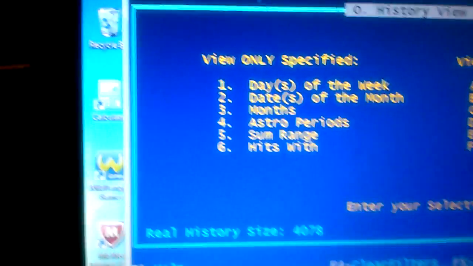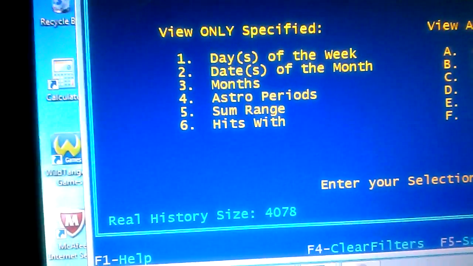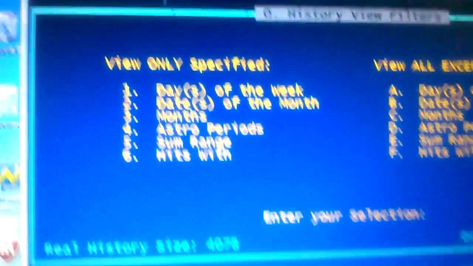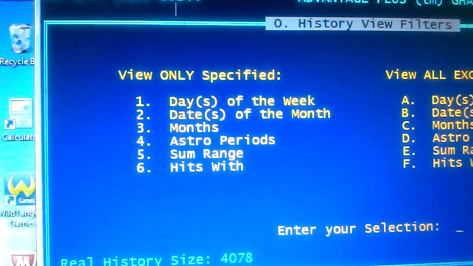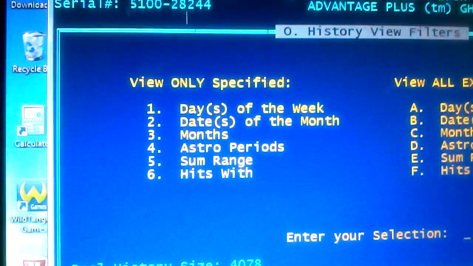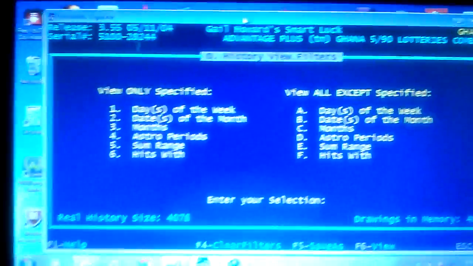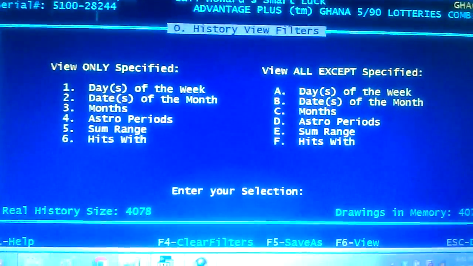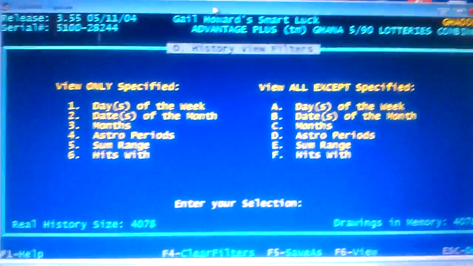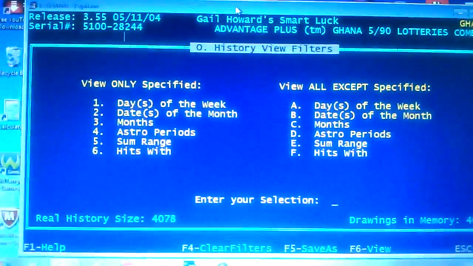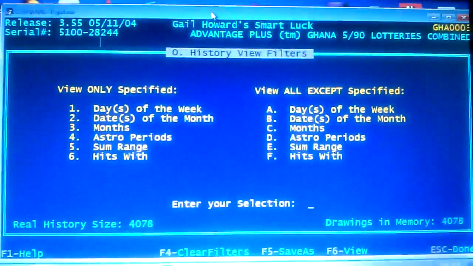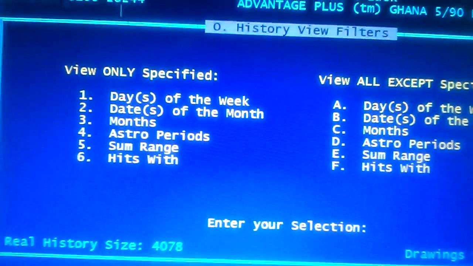So once again, if I wanted to, I could do it based on the days of the week, months of the year, the date in the month, the astrological periods, and the sums, or if I want to know what drawings have certain number combinations. So this software is very versatile, and like I said, you can use the ideas presented in this software as a springboard to looking at the numbers more than just one way. So hopefully this video has helped you as much as this software has helped me understand what I'm doing when I start looking at the lottery numbers.